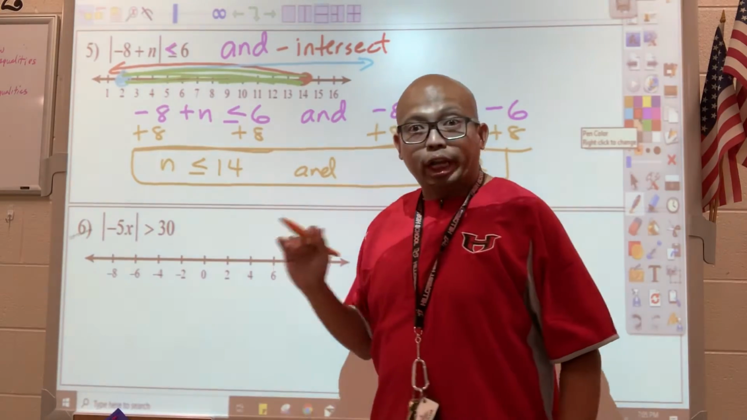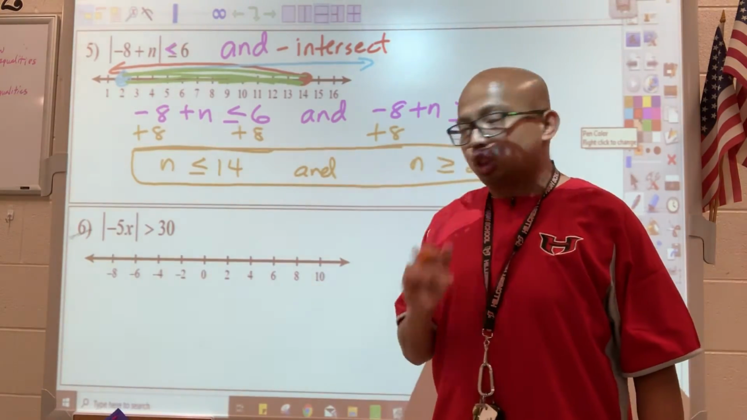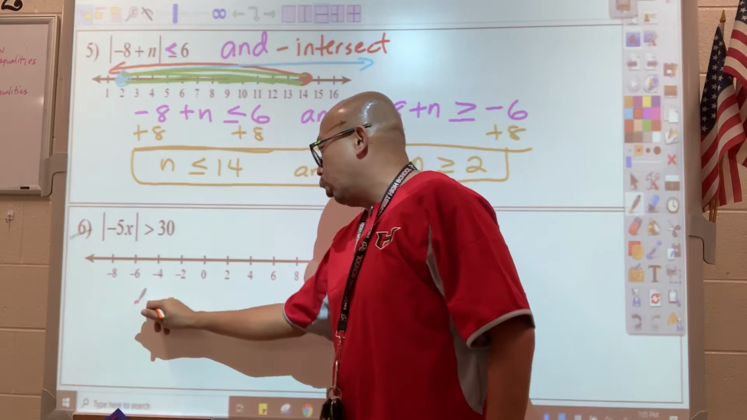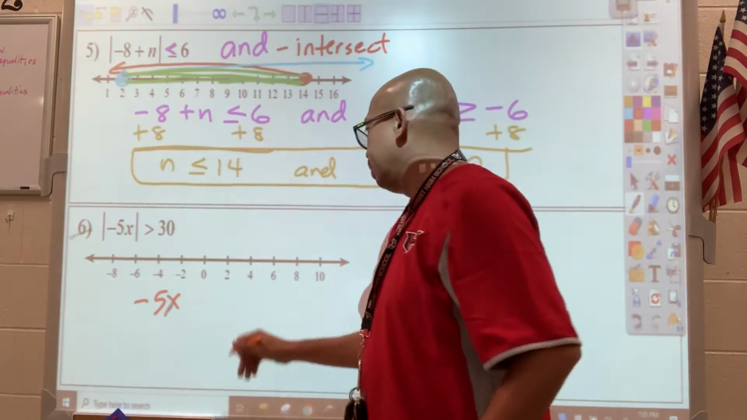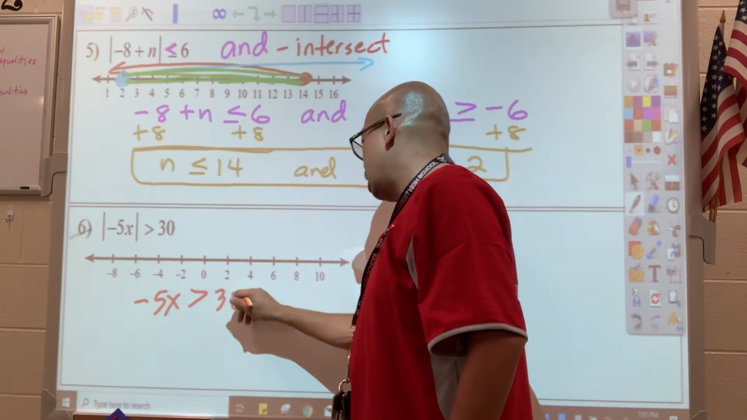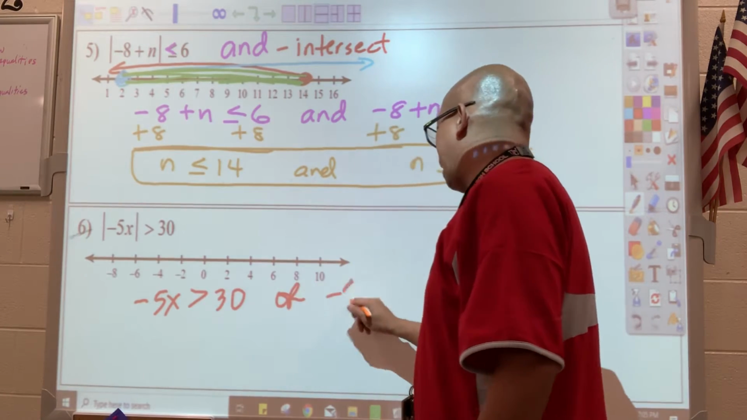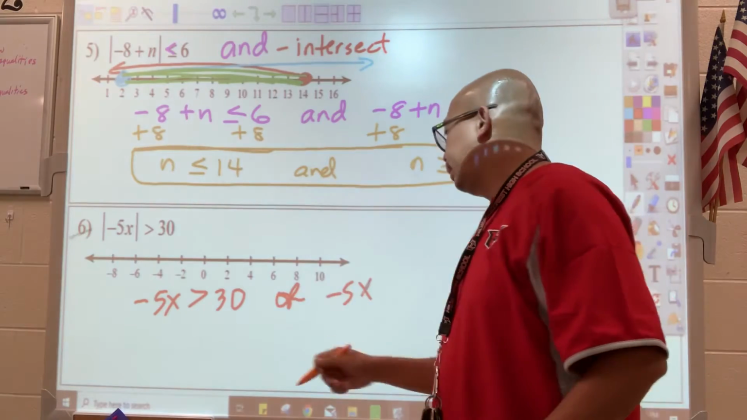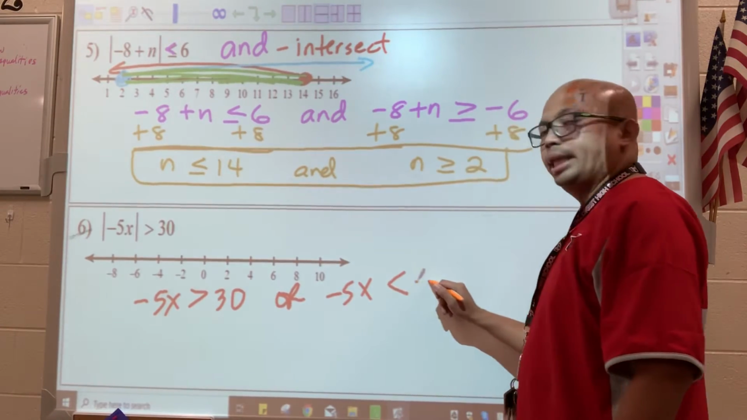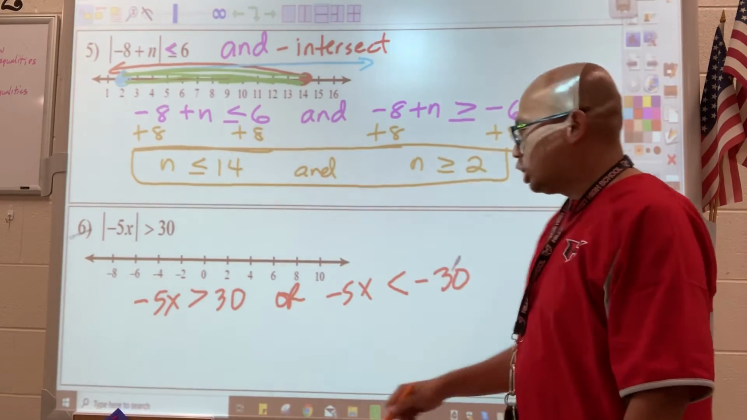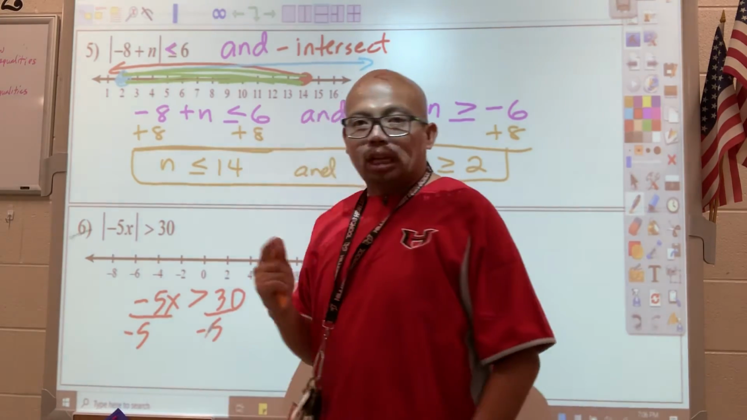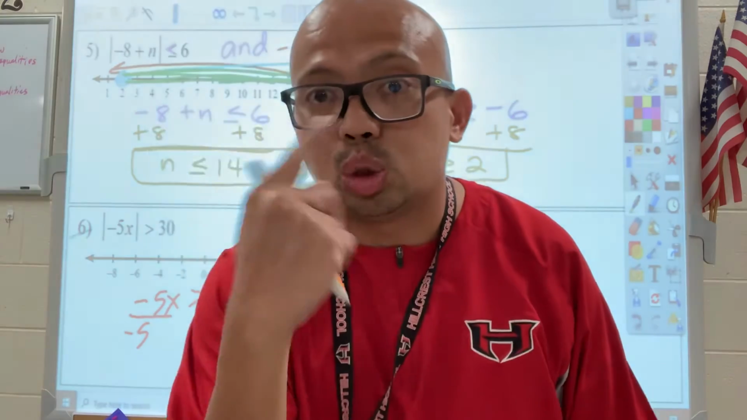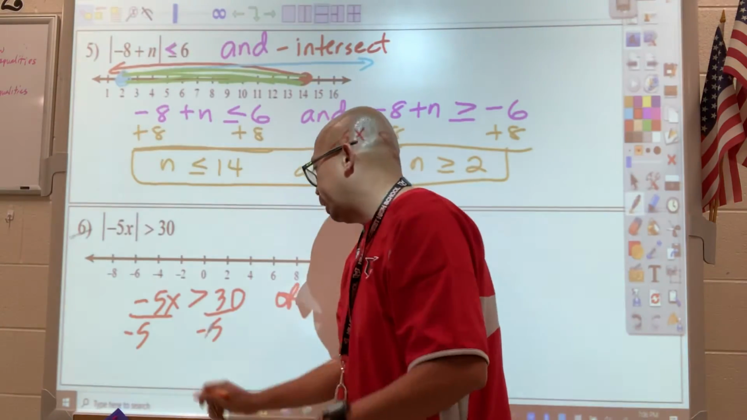We have a greater or problem here at this junction. So again, what we do, we just copy the 5x, not including the absolute value, greater than 30, or -5x. Now we have to flip it and make this -30. We solve it by dividing by -5, and every time we divide by negative, what happened? We switch the inequality.